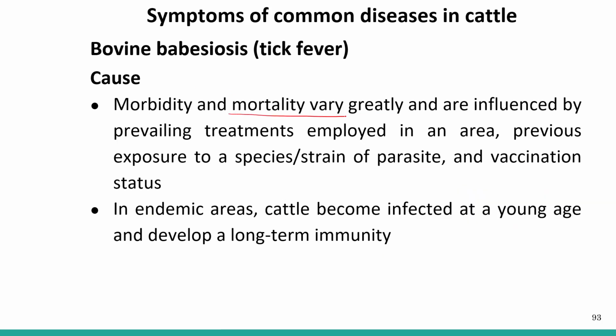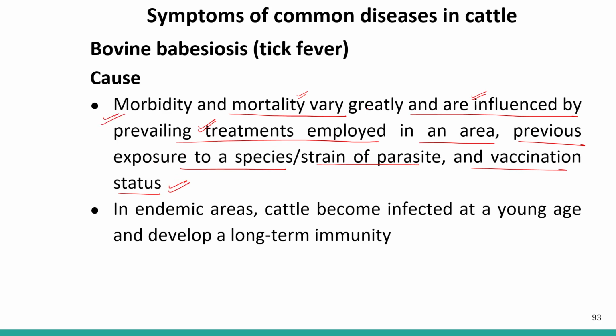Morbidity and mortality vary greatly and are influenced by the prevailing treatment employed in an area. So the mortality rate and the morbidity rate depend upon how badly a cattle is infected, and how we are treating it, or how the treatment is employed in that area. Previous exposure to the species, strains of parasite, and the vaccination status all determine the morbidity and the mortality rate.